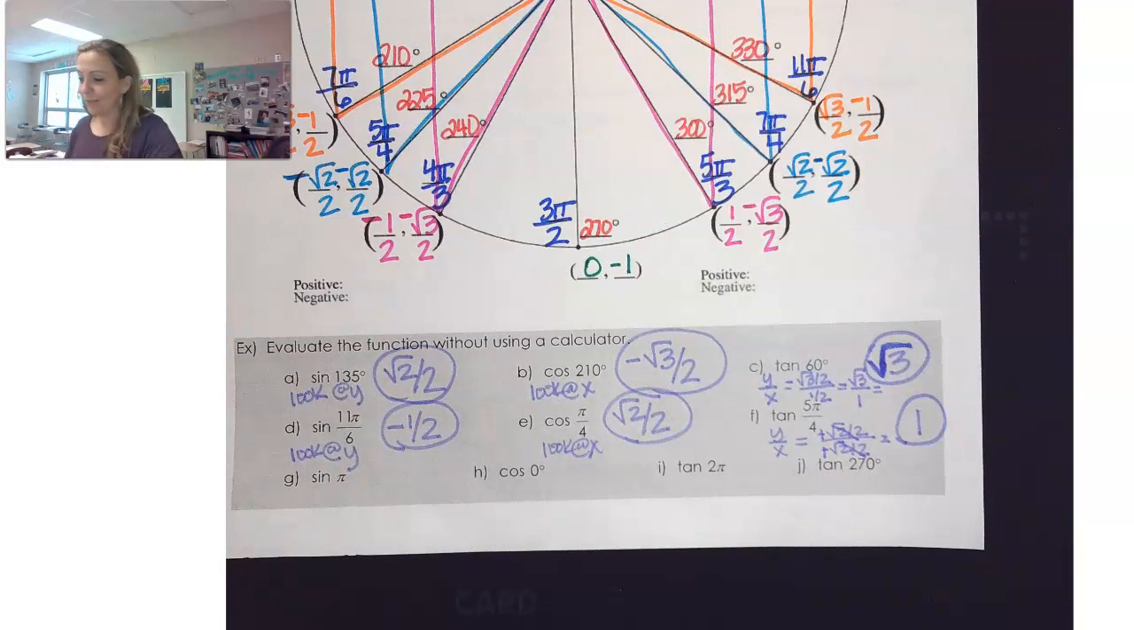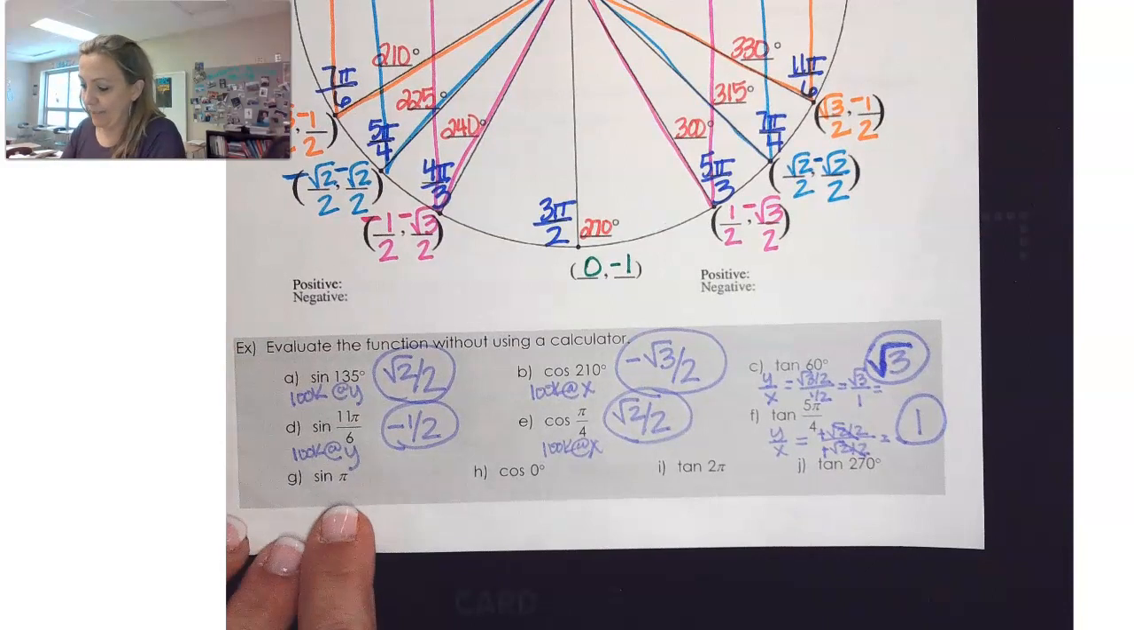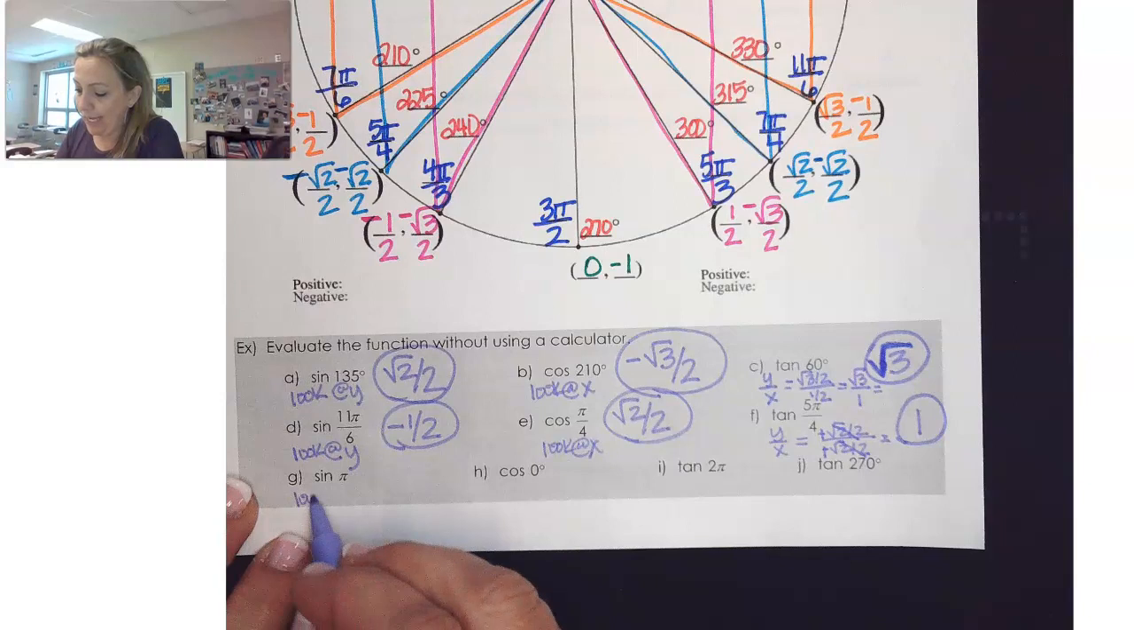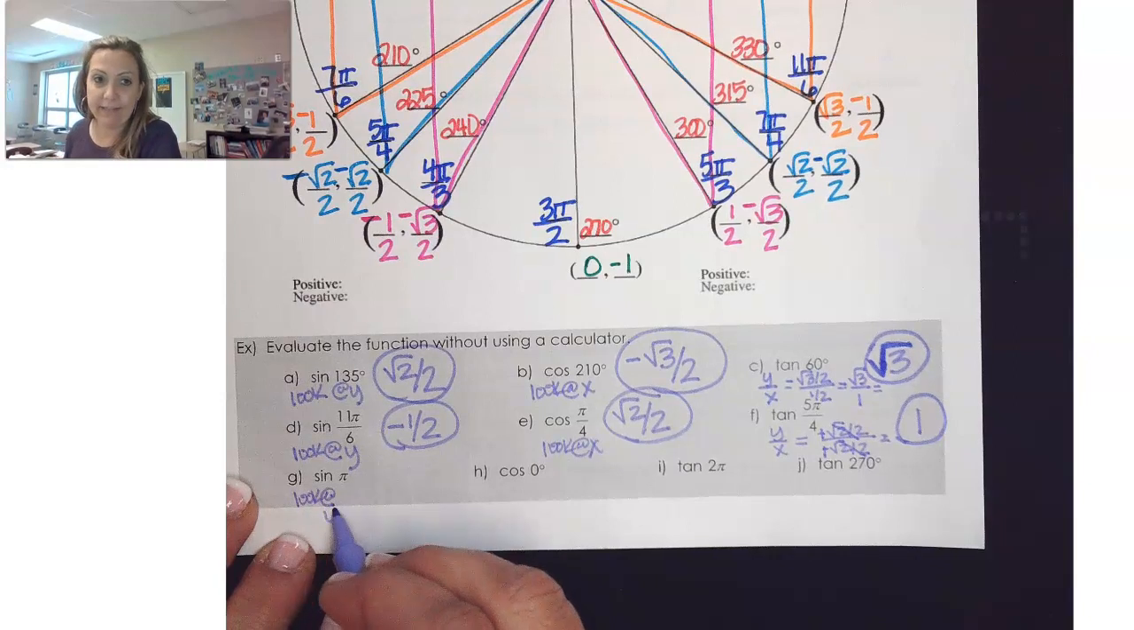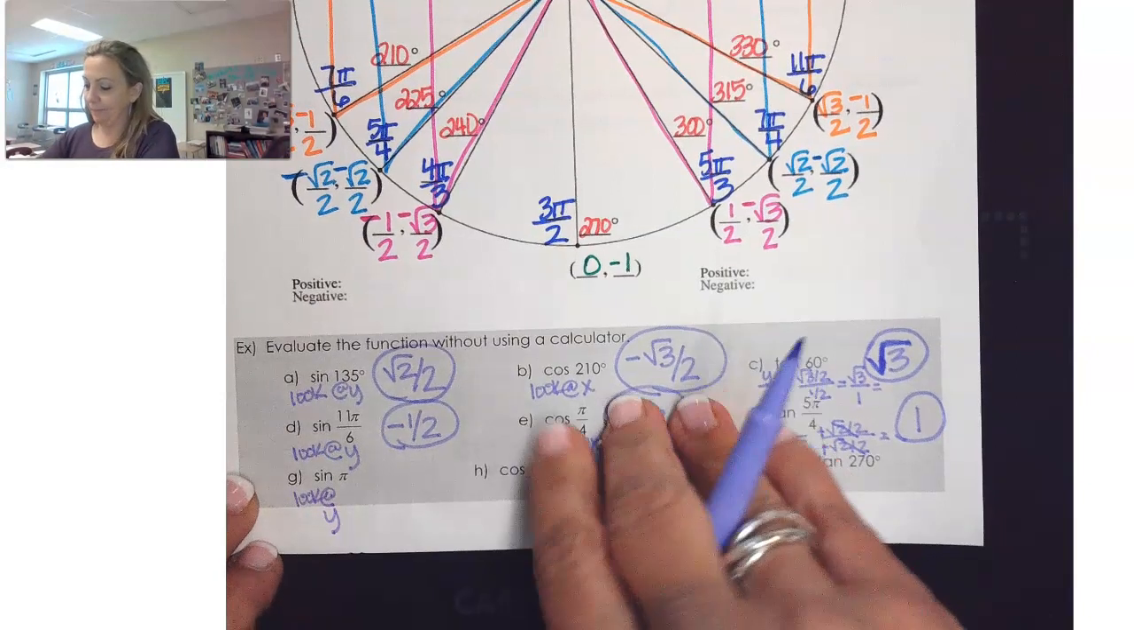We can do the same thing for quadrantal angles. The sine of pi. For the sine of pi, we're going to look at the y coordinate at pi.